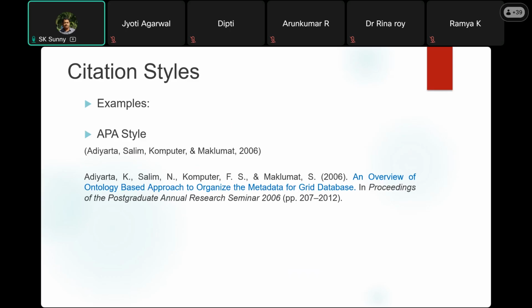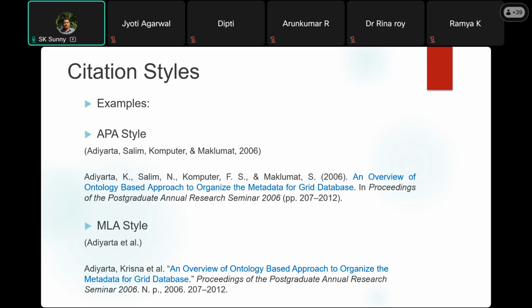Let us see another example. The same paper, when we are using APA style, is written the way I have just told you. And the same paper, when we are using MLA style, becomes a little crisp and smaller. How? Instead of giving four author names, MLA says you give the first author name and type the letters et al. Et al means others are also there. And then you give the references like this.